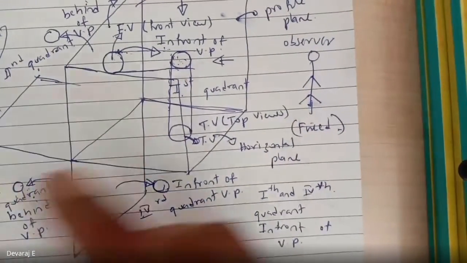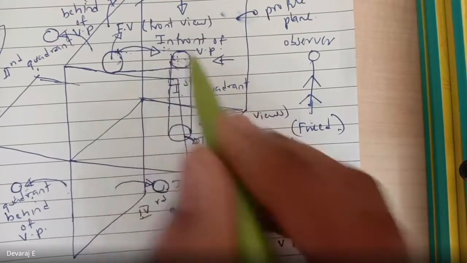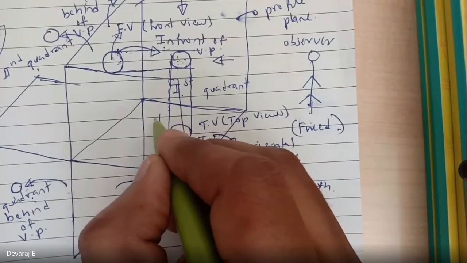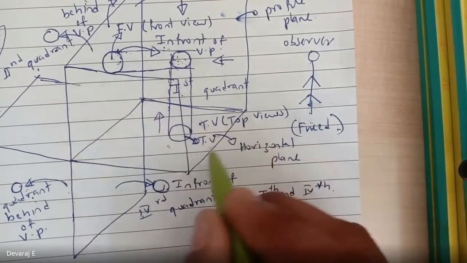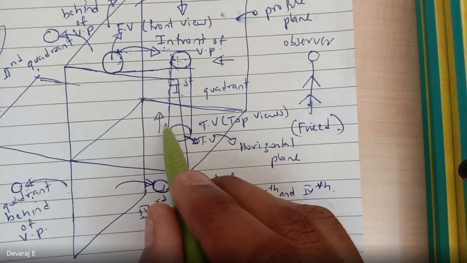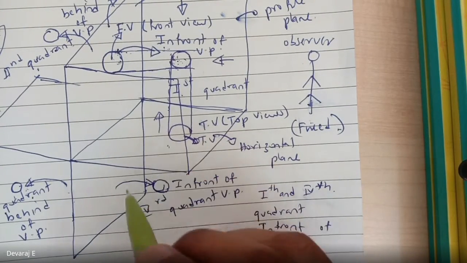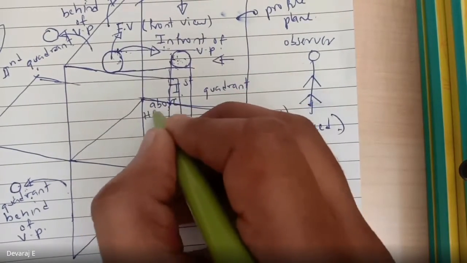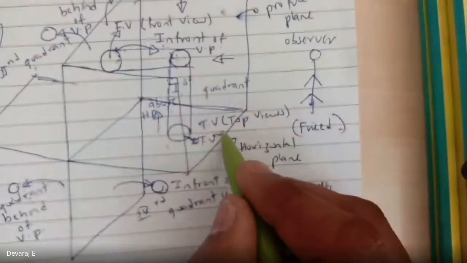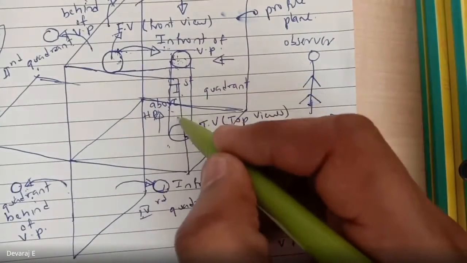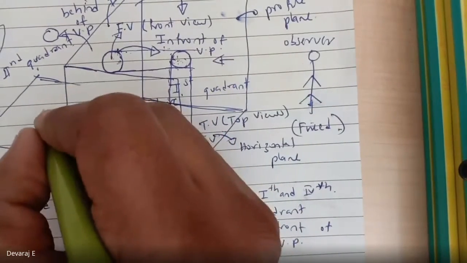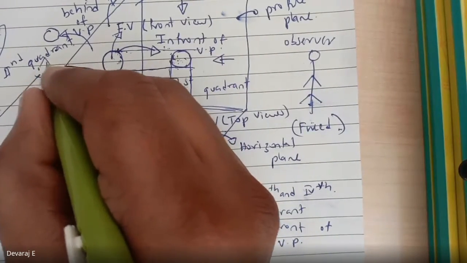But you should remember this is in front of VP, and always remember this is HP. If the object is kept above HP, this is called as above HP. The first quadrant and second quadrant are called as above HP, right?